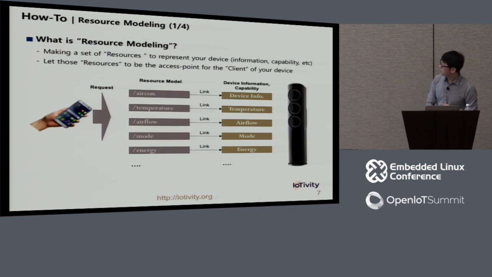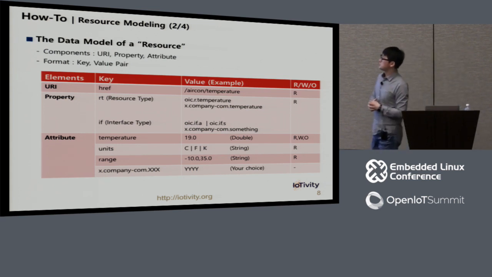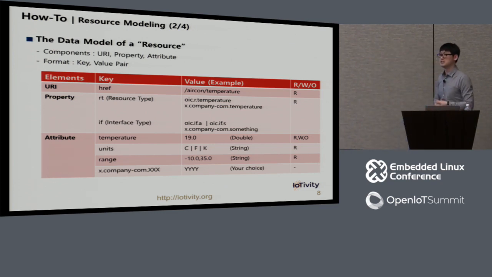Okay, this is how you start a resource model. Then let's talk about the format of the resource. A resource consists of three different components. The first one is the URI, which is not identical, but similar to the URL, which you can use for discovering and accessing the resource. The property is the characteristics of the resource, and there are two different properties. One is resource type, and the other one is interface type.